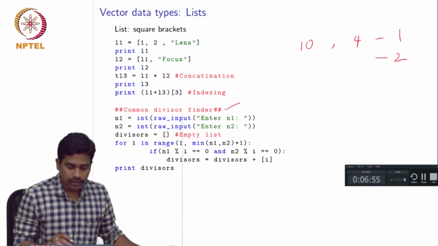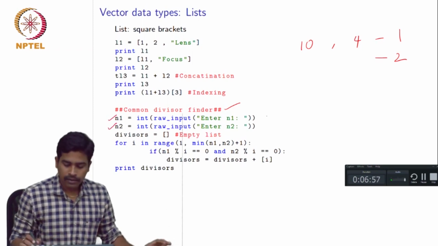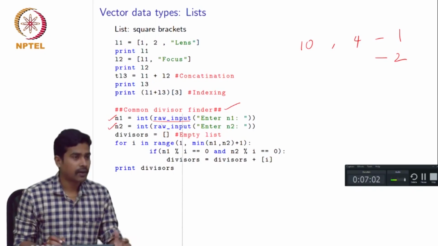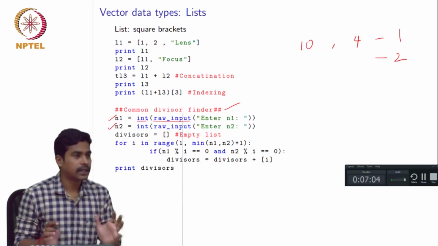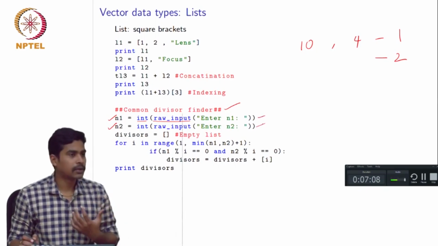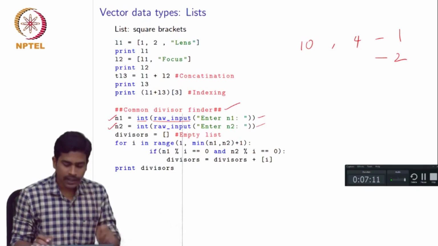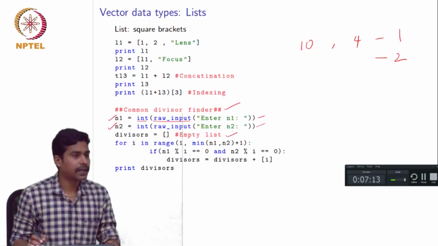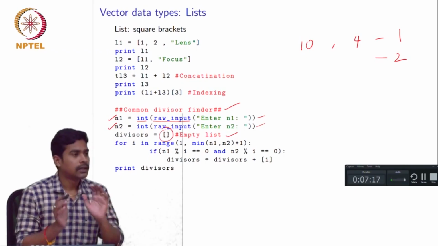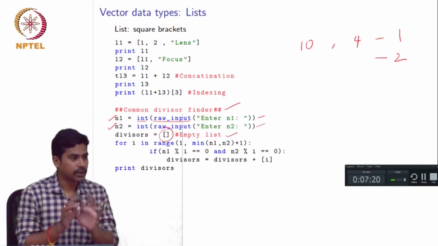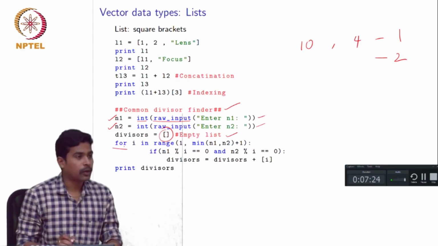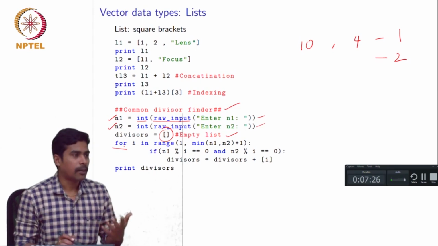So first n1 and n2, we are using the same raw input command that we have used in the previous lecture, and then we have converted them into integers using this integer command. After these two statements, we get the values of two numbers from the input. Initially we have created an empty list, which we can create using open and closed brackets without giving anything inside it. And now we are using a for loop to find the different common divisors.